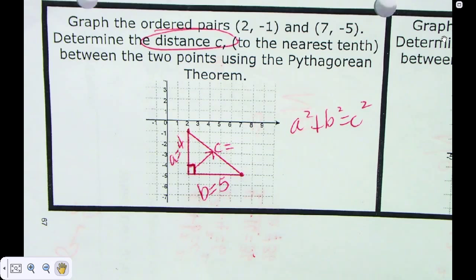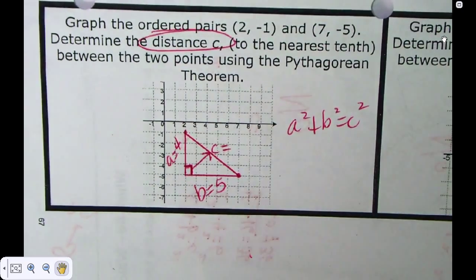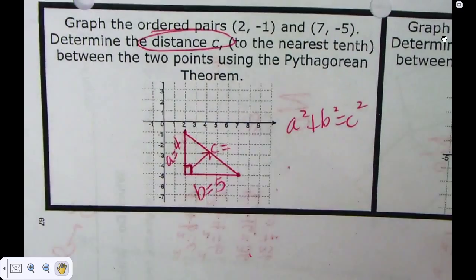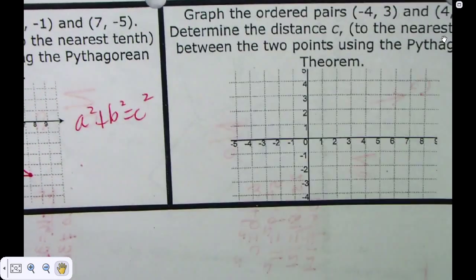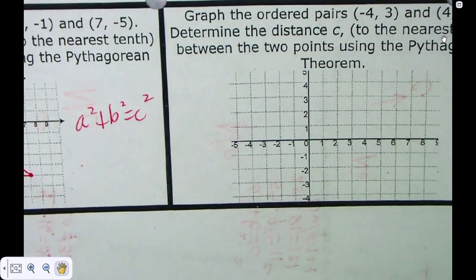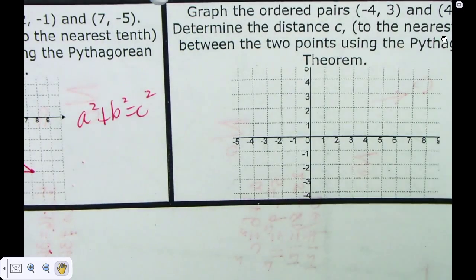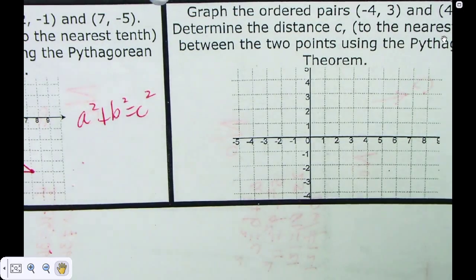Okay, what did you get for the first one? 6.4. Everybody got 6.4? And then what'd you get for the next one? 9.4. So when it asks for the distance of 2 points on a grid, do Pythagorean theorem. And look, guys, right triangle. When there's a right triangle, Pythagorean theorem.